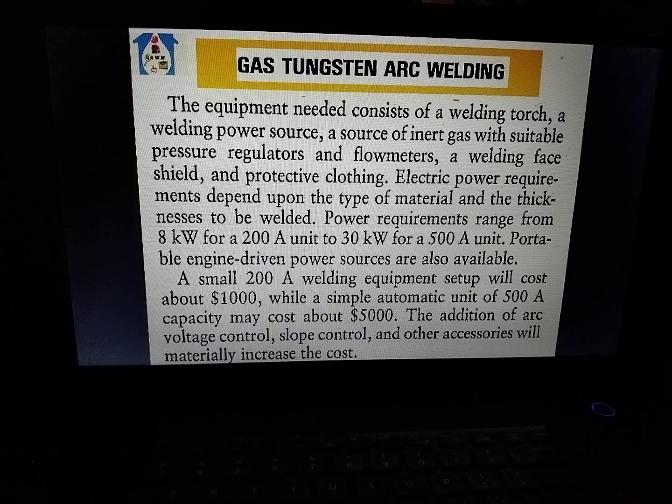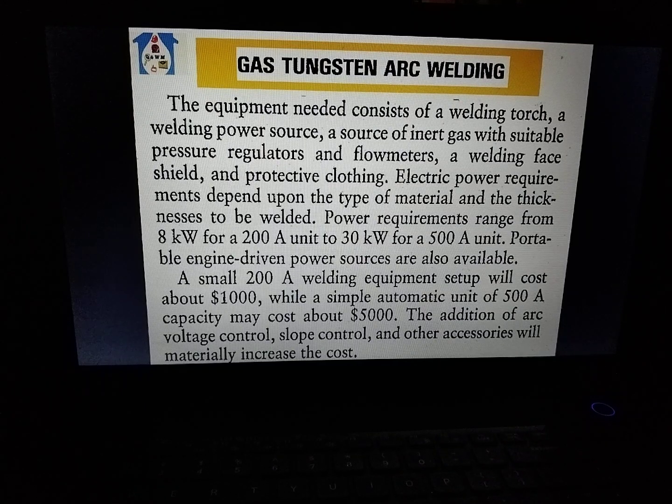A small 200 ampere welding equipment setup will cost about $1,000, while a simple automatic unit of 500 ampere capacity may cost about $5,000. The addition of arc voltage control, slope control, and other associated equipment will materially increase the cost.